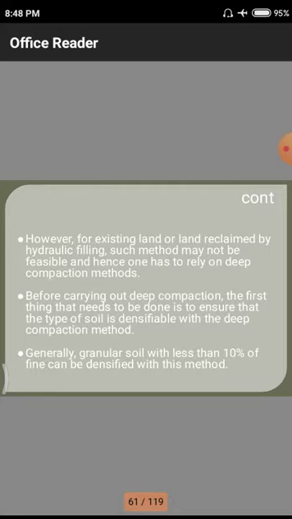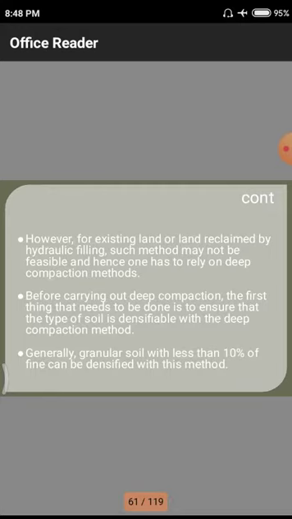That should be carried out by different analyses. Next, generally granular soil with less than 10% of fines can be densified with this method. That means granular soil which has less than 10% of fines in particle size.